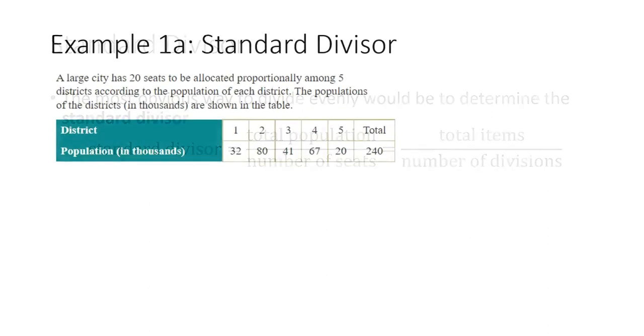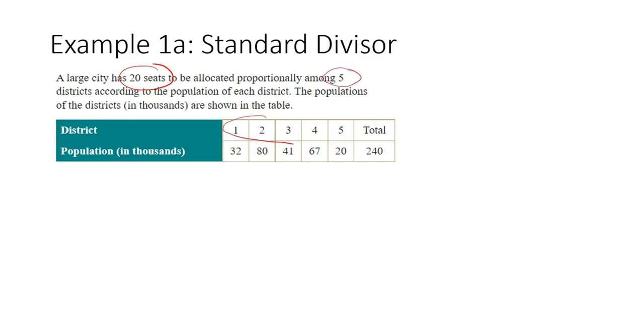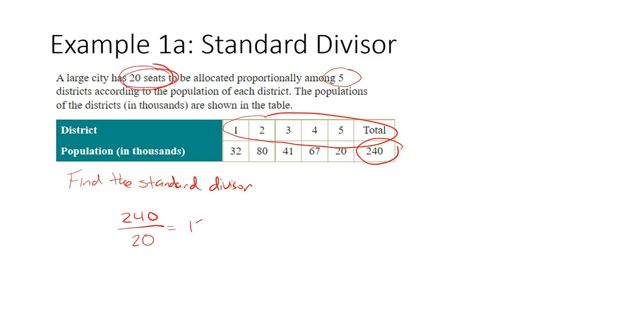So let's say a large city has 20 seats to be allocated proportionally among 5 different districts, given in this table. So if we want to proportionally allocate these representatives, we have 20 representatives that we can allocate. And we're going to use this example throughout this section. If there are 20 seats that need to be divided among 5 districts, given in the table, we want to do all of these proportionally. Well, first, to find the standard divisor, we just want to divide the total population by the number of seats that are available, and we find that to be 12.